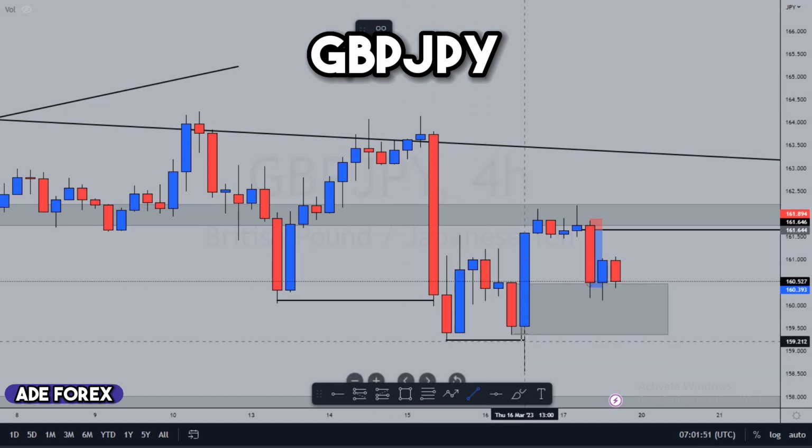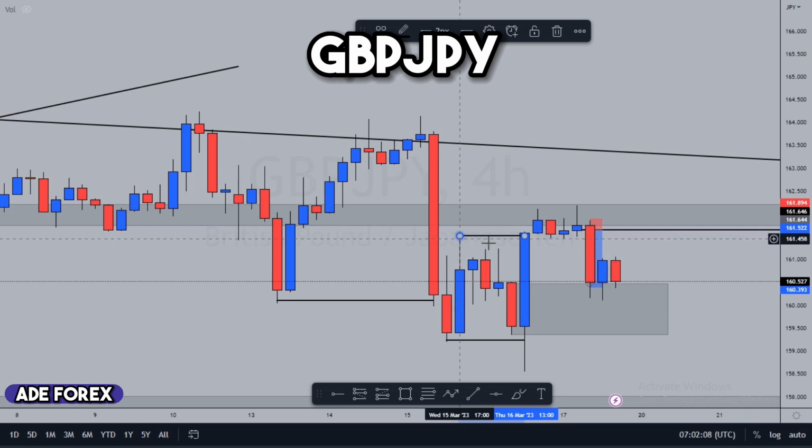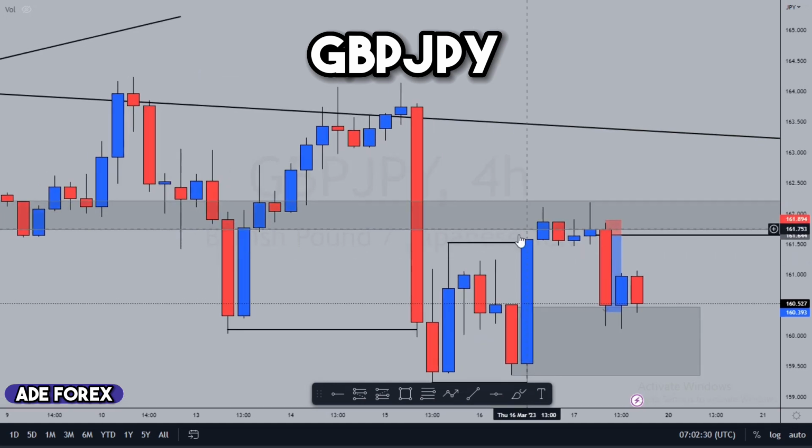Now what led to this break of structure? It was this move, right? But if you want to be conservative, you can actually say this move. You can use this high to identify your break of structure, right? Once again, there's no holy grail in the market. You just have to use what works for you, right? Looking at this, we had this break of structure.